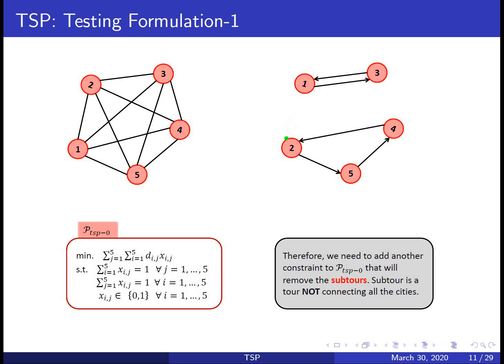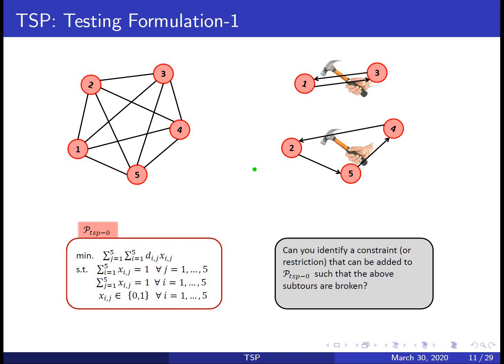In order to fix the issues, we need to add some constraints to this problem such that these subtours are removed. Now what is a subtour? A subtour is a tour that is not connecting all the cities. Constraints that are added to this problem to break these subtours are called subtour breaking constraints. Can you identify any of those subtour breaking constraints?